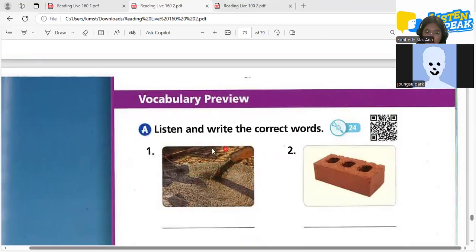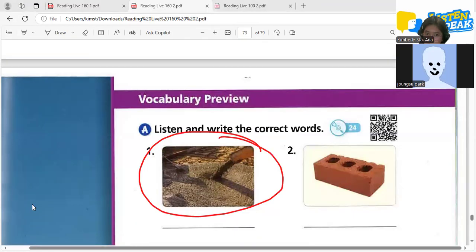Can you see this, Jimin? Yes or no? Can you see the picture? Yes. Okay, so the picture here shows us what concrete is. Concrete is something we mix and it makes houses and buildings really strong. It makes the bricks go together. They put concrete here to make stacks of bricks.